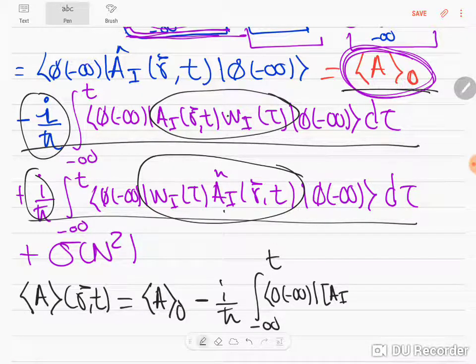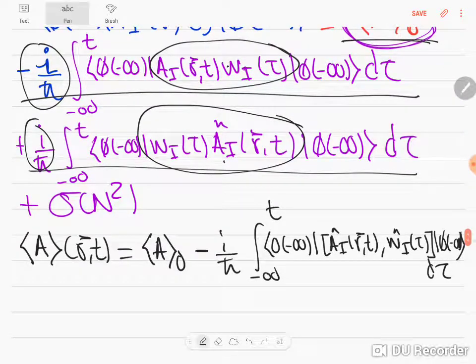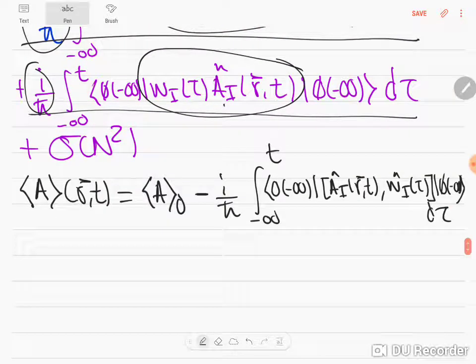Commutator A sub I of RT with W sub I of tau, acting on phi of minus infinity, for all tau. Okay, so that's what we have, and then we define a quantity called delta sub A of RT.